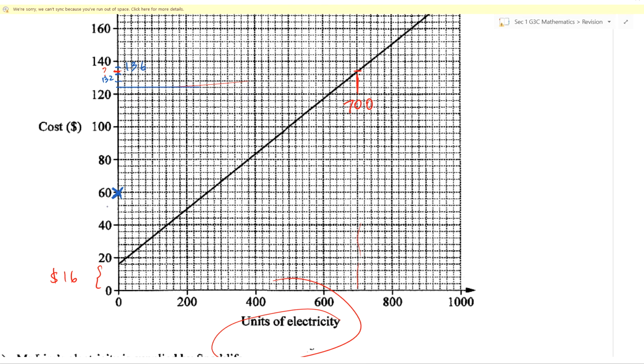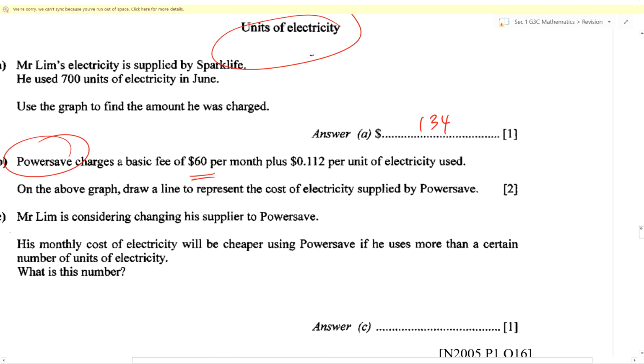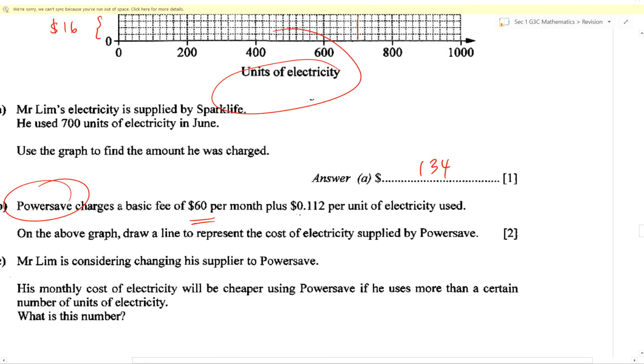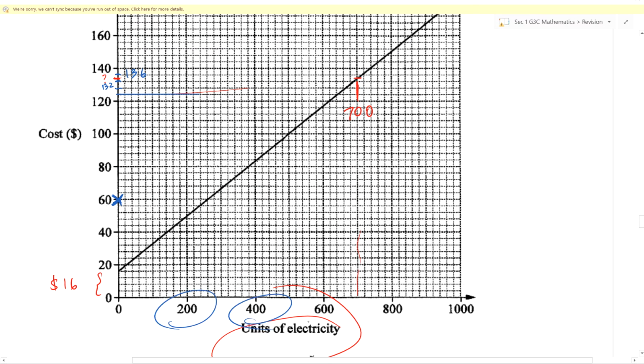We want to check. Alright, so next, they say that it costs $0.112 per unit of electricity used. Draw a line to represent the cost. Okay, so we can draw a table and we write down the values, right? For different amounts of units, what is the cost? Let's be smart about it. Which value over here would you choose to substitute in to draw a straight line? Remember, we always want the starting and we want the ending.